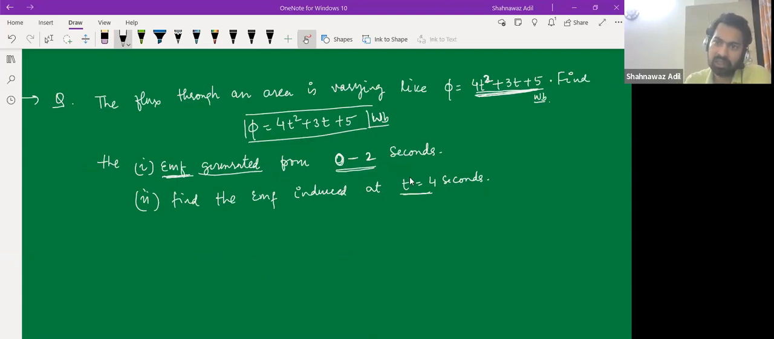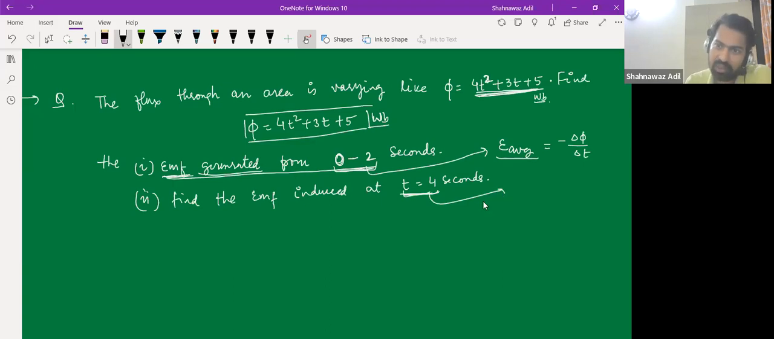So let us understand. In the first case, we have to calculate the EMF in this time span, which means we have to calculate the average EMF. So average EMF is minus delta phi by delta t. And in the second case, we are calculating the EMF at an instant, so we have to calculate the instantaneous EMF, which is minus d phi by dt. Okay, so these are the two things.